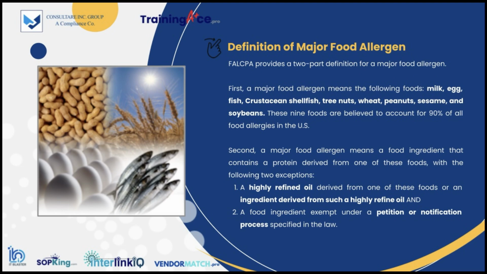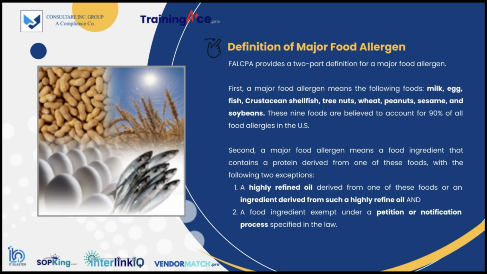Definition of major food allergen. FALCPA provides a two-part definition for major food allergen. First, a major food allergen means the following foods: milk, egg, fish, crustacean shellfish, tree nuts, wheat, peanuts, sesame, and soybeans. These 9 foods are believed to account for 90% of all food allergies in the U.S.